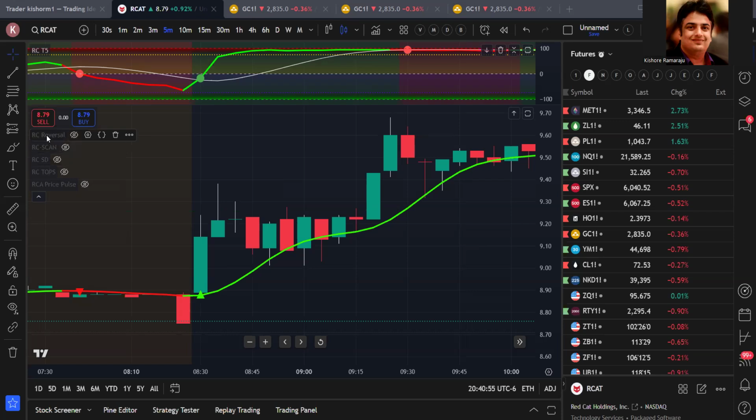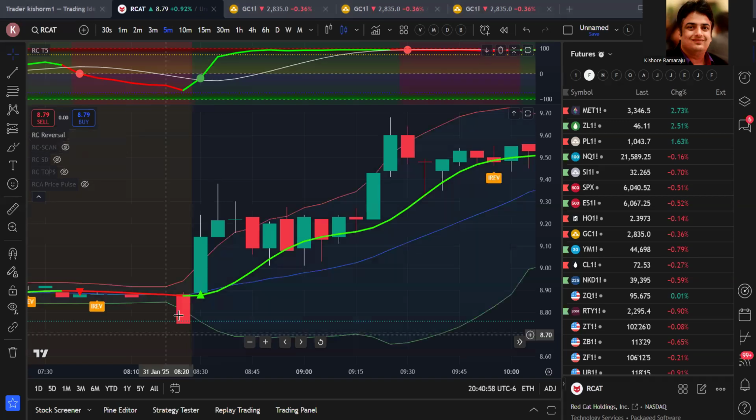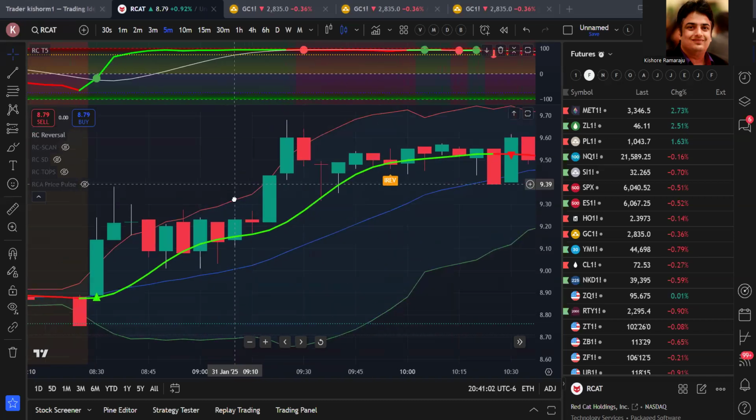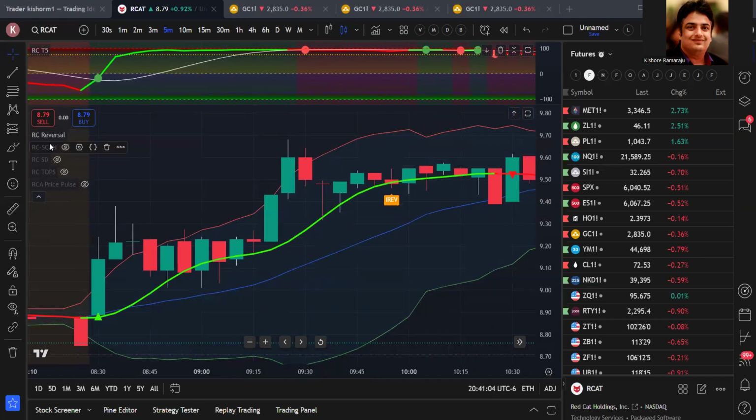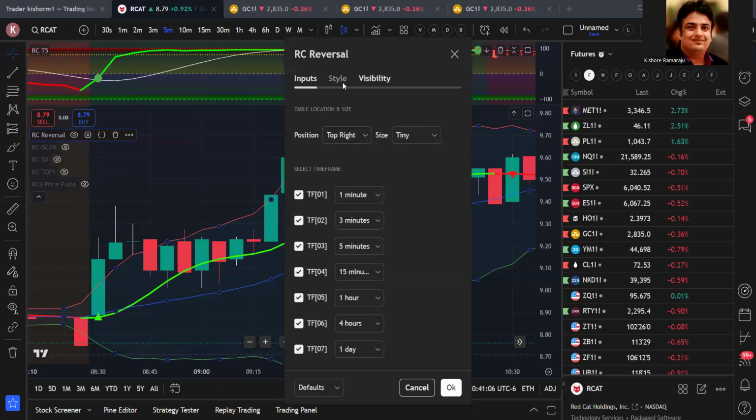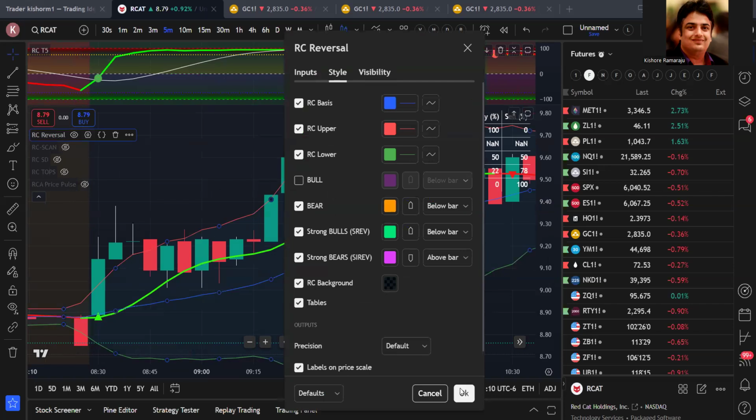So I hope everyone is clear about the reversal indicator, where it looks at the bottoms or tops. One more thing it has is you can also look at volume.